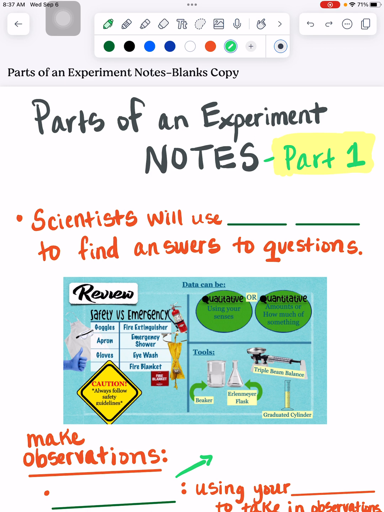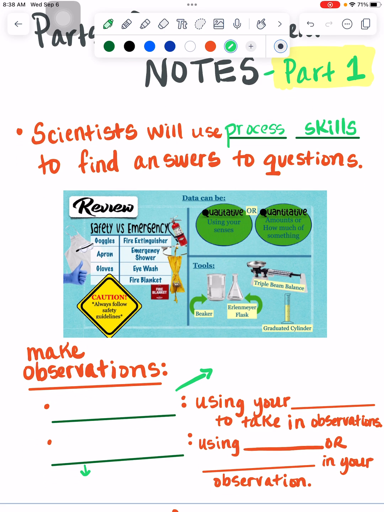Let's begin. First thing, scientists will use process skills. Write that in. Process skills to find answers to questions. There are many process skills that a scientist uses, starting with observations, but also measurement and knowing safety, knowing how the lab equipment works. So that's what this little review is here, is talking about safety, emergency, and what equipment is most important, and different equipment in the room to use, and always use caution.